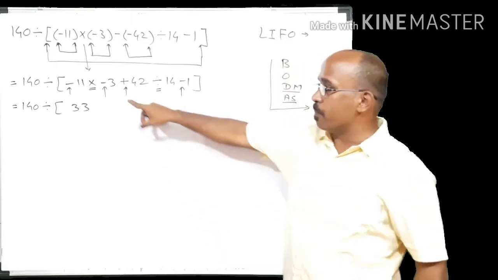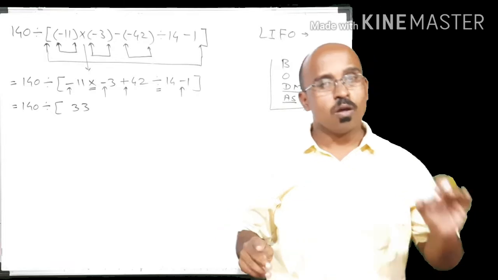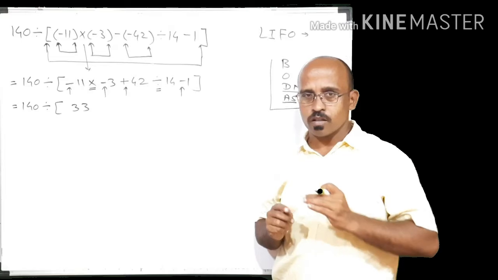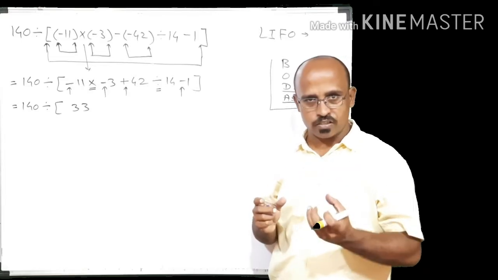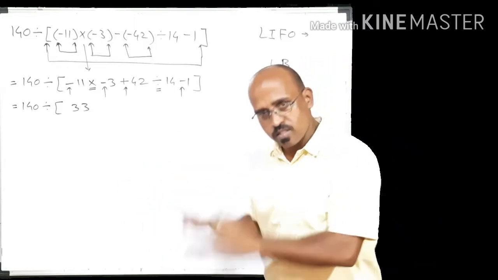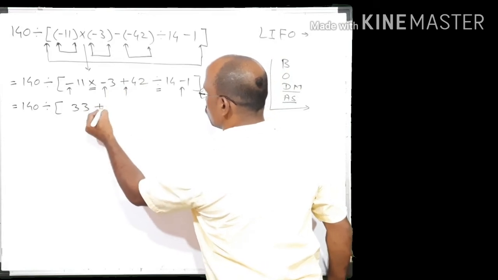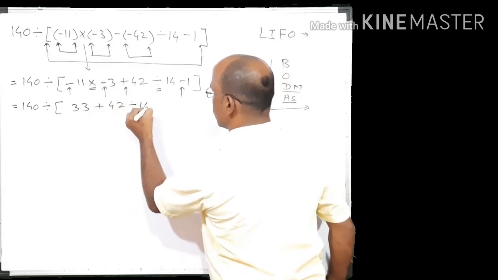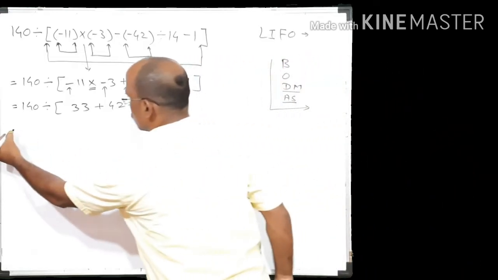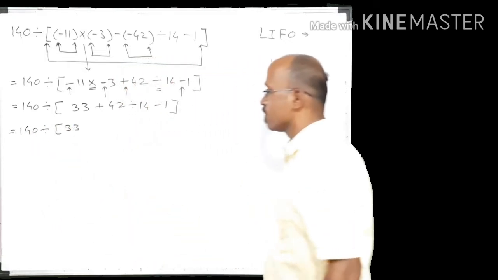See students, what happened with multiplication? Automatically these two negative symbols vanished. So please remember, whenever we are dividing or multiplying integers, automatically few symbols vanish, right? So please keep in mind, I am going to explain later on in the same video. So 11 into 3, 33, plus 42 divided by 14 minus 1. Okay, so that is equals to 140 divided by plus 33.